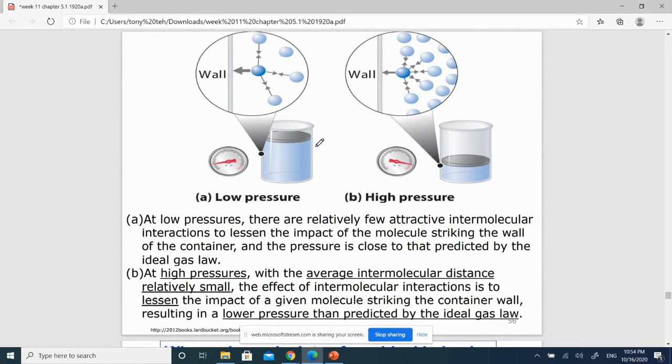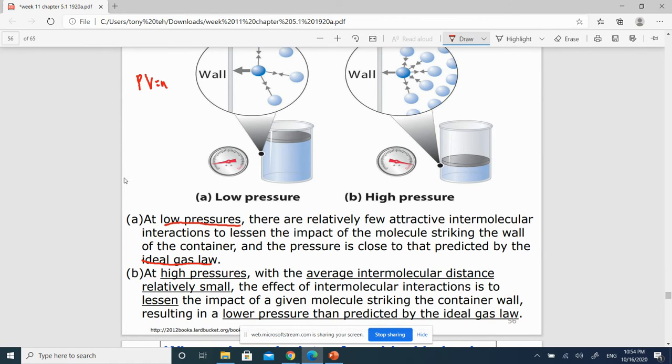Now, let's look at the explanation here. At low pressure, there are relatively few attractive intermolecular interactions to lessen the impact of the molecule striking the wall of the container, and the pressure is close to that predicted by the ideal gas law. Right? For example, PV equals nRT. Because the intermolecular attractive forces are fewer, the molecule can hit the wall frequently because it is not attracted by other molecules.